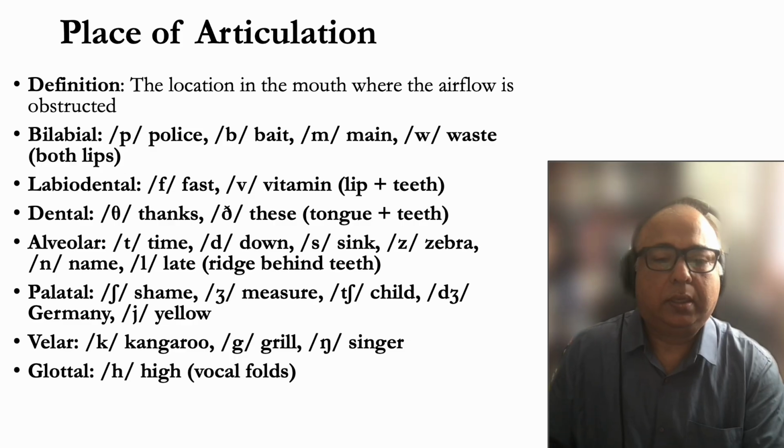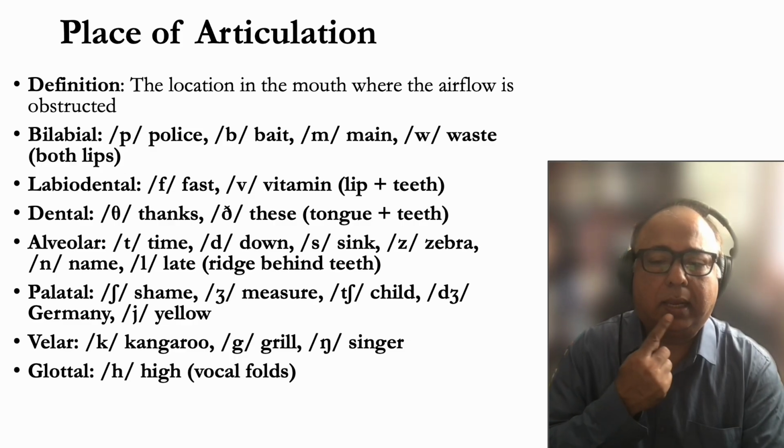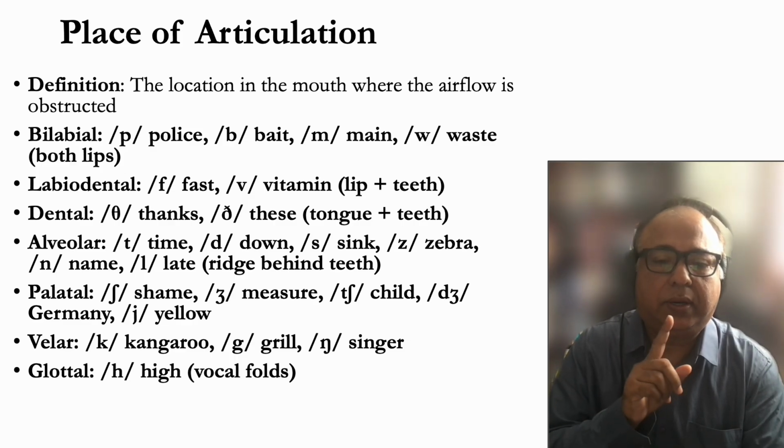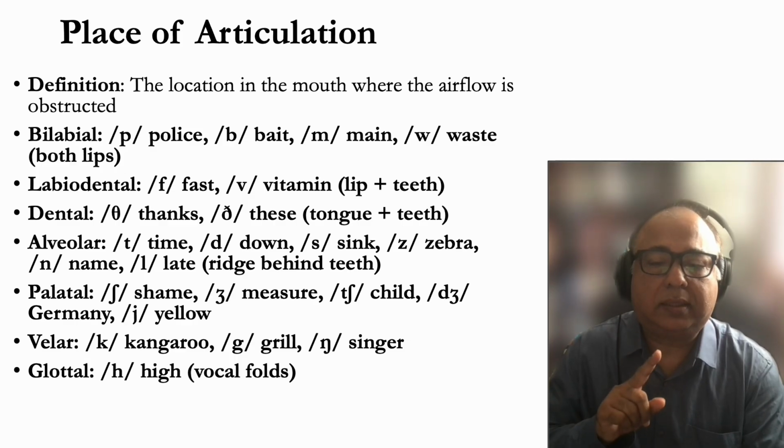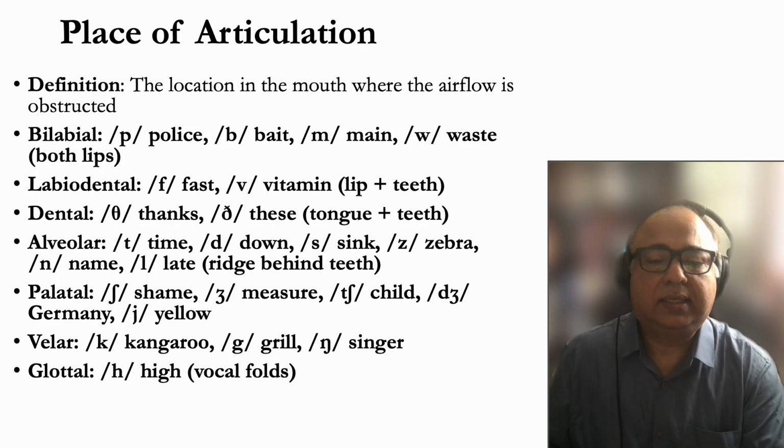Alveolar consonants. They involve the alveolar ridge. It's the ridged area right behind your upper teeth, up in your oral cavity. So the tip of your tongue touches the alveolar ridge, like this. Time, down, sink, zebra, name, late. Palatal sounds involve the hard palate.